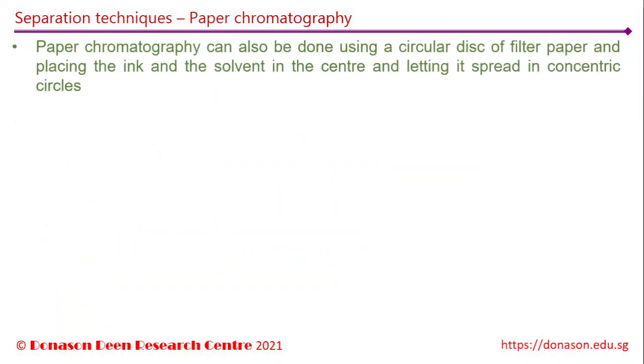Paper chromatography can also be done using a circular disc of filter paper. We can place the ink and the solvent in the center of the paper and let it spread outwards in concentric circles. Let us compare the chromatogram developed in the linear method with the circular chromatogram.